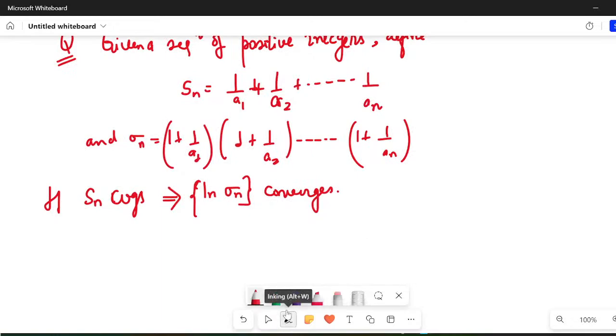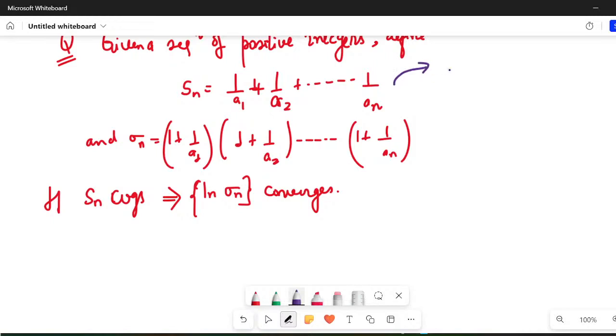Always remember, whenever we have a product and I apply log to it, then log of a into b into c into d is log of a plus log of b plus log of c plus log of d. Now see what has been given to us. It has been given to us that Sn is a Cauchy sequence. If Sn is a Cauchy sequence, what does it imply?